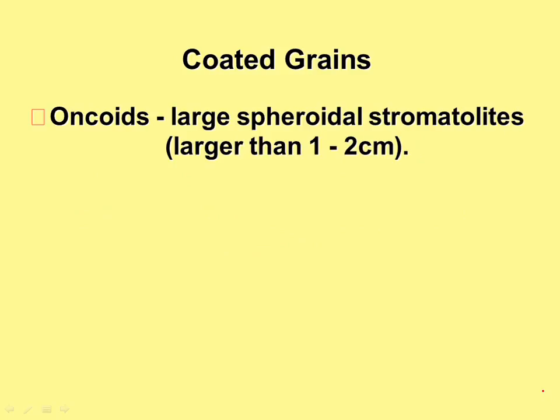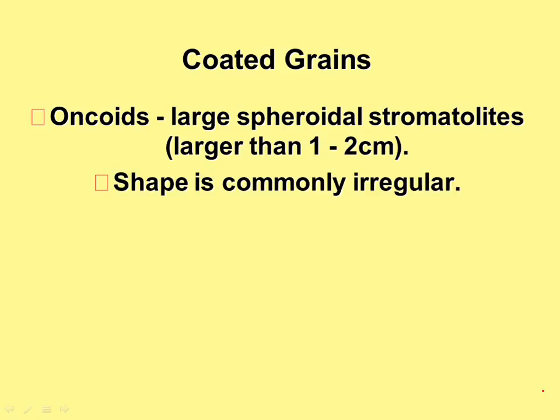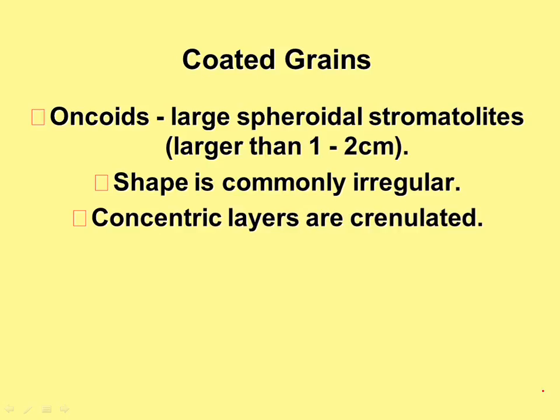And then finally, oncoids, which are the larger specimens. These are larger than 1 to 2 centimeters, and you can see examples up to the size of your fist and larger. Again, they tend to have a somewhat more irregular shape, and they are also crenulated layers. And these are identified as stromatolitic in origin, in which there is a clear relationship between algal activity and the generation of the larger body, the oncoid itself.